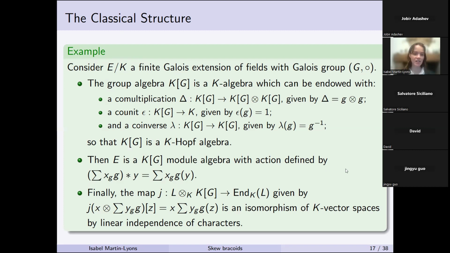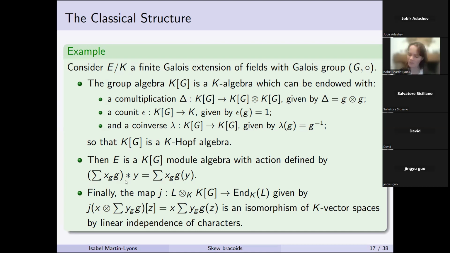This makes KG a K-Hopf algebra. Then E is a KG module with the action defined like this. So a generic element of KG, starred with an element of E, is just the sum of X sub G and then G of Y. So G is an element of the Galois group, so you can certainly apply that to an element of the field.